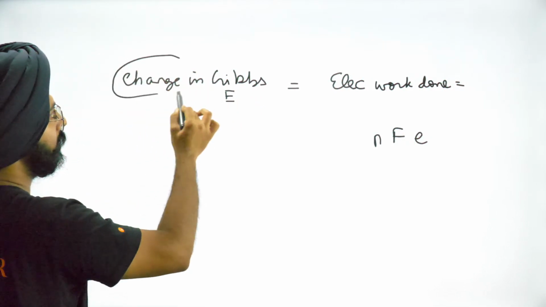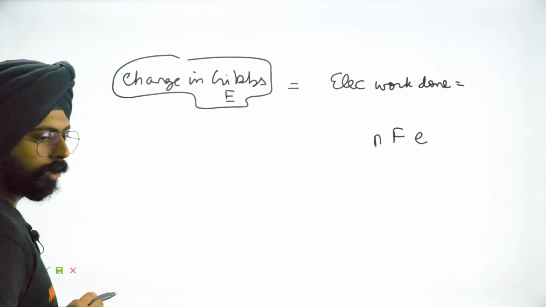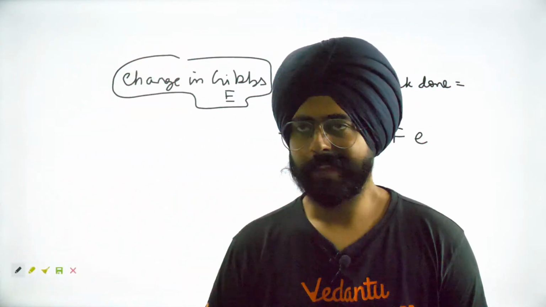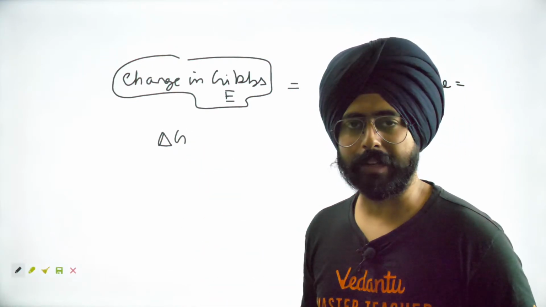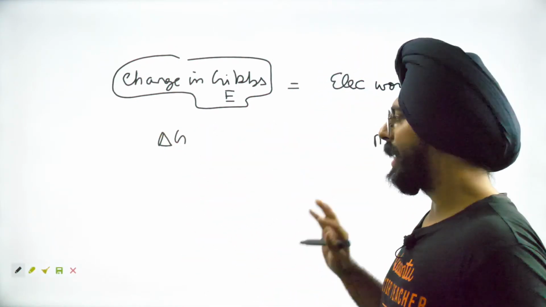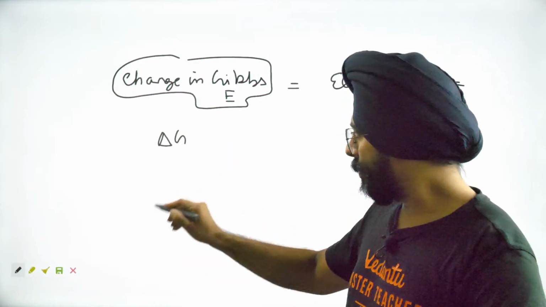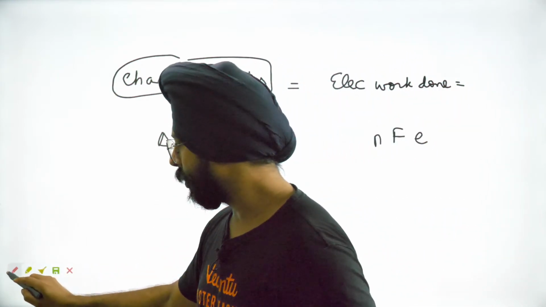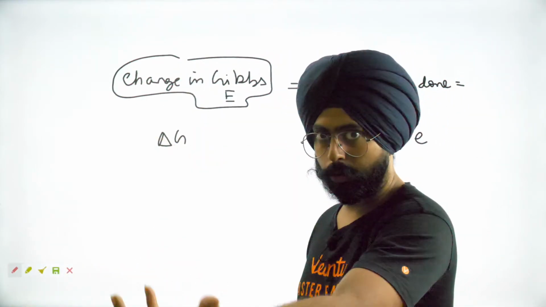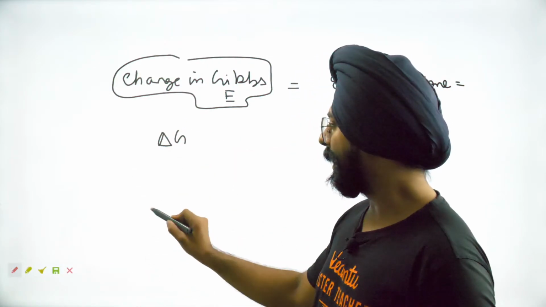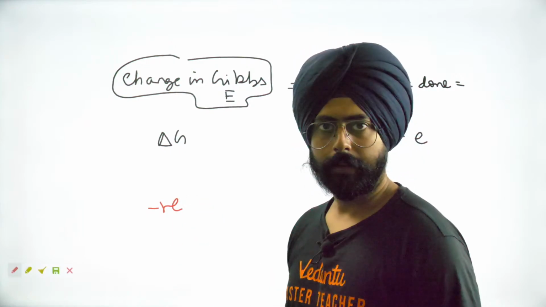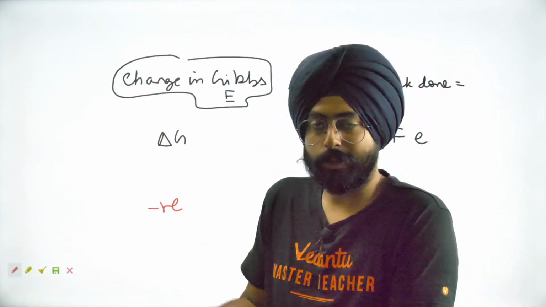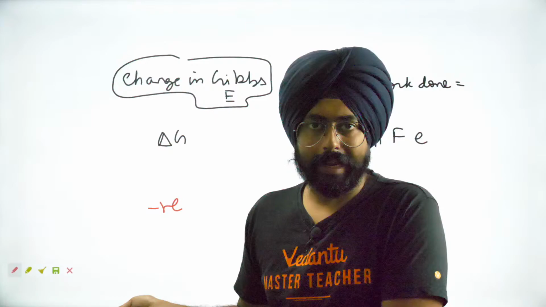Isn't it? This is equal to change in Gibbs energy, delta G. But my dear friends, do you realize we need both the sides to have the same sign? Now delta G, if a reaction is happening on its own, delta G will be a negative value. Reaction happening on its own, delta G will be a negative value.